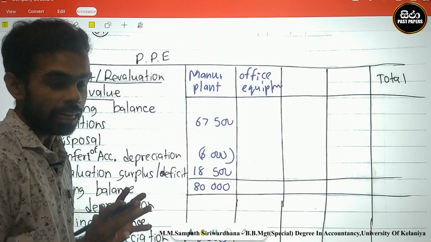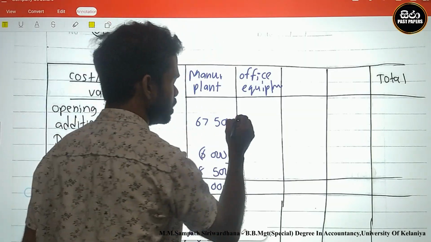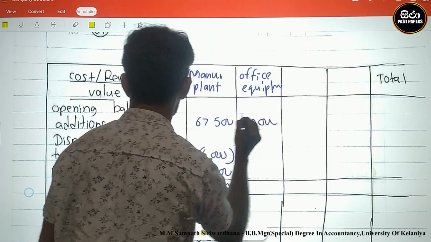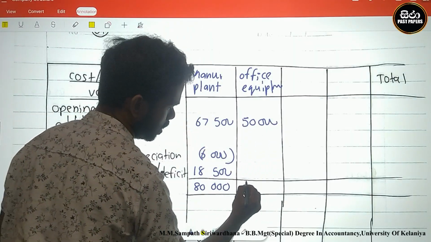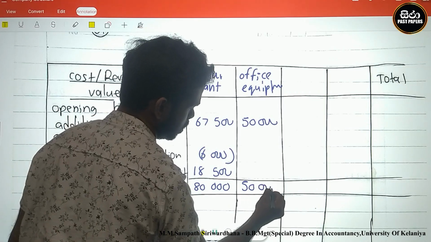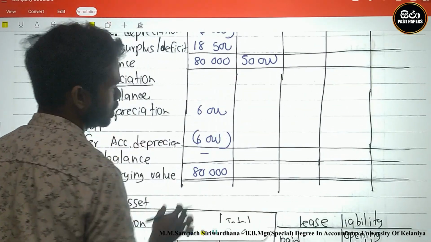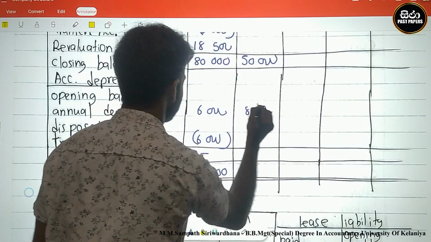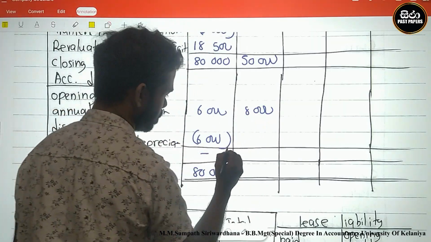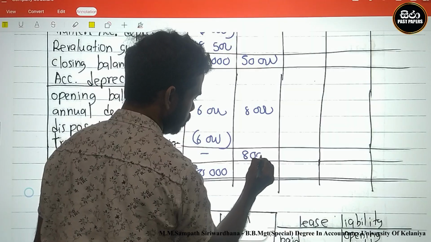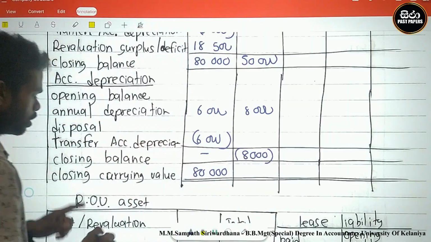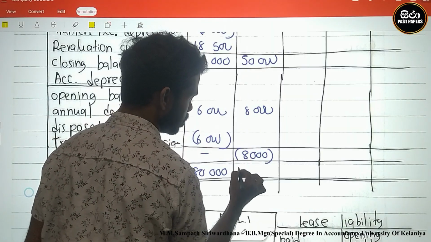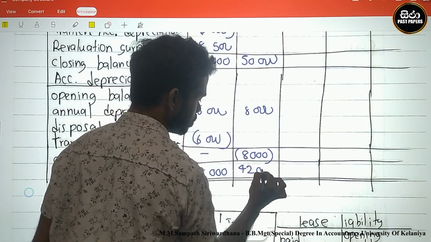What is the addition? The addition is 50,000. After that, we can calculate the final balance. After that, the annual depreciation is 8,000. The accumulated closing balance is 8,000. 50,000 minus 8,000 is 42,000.